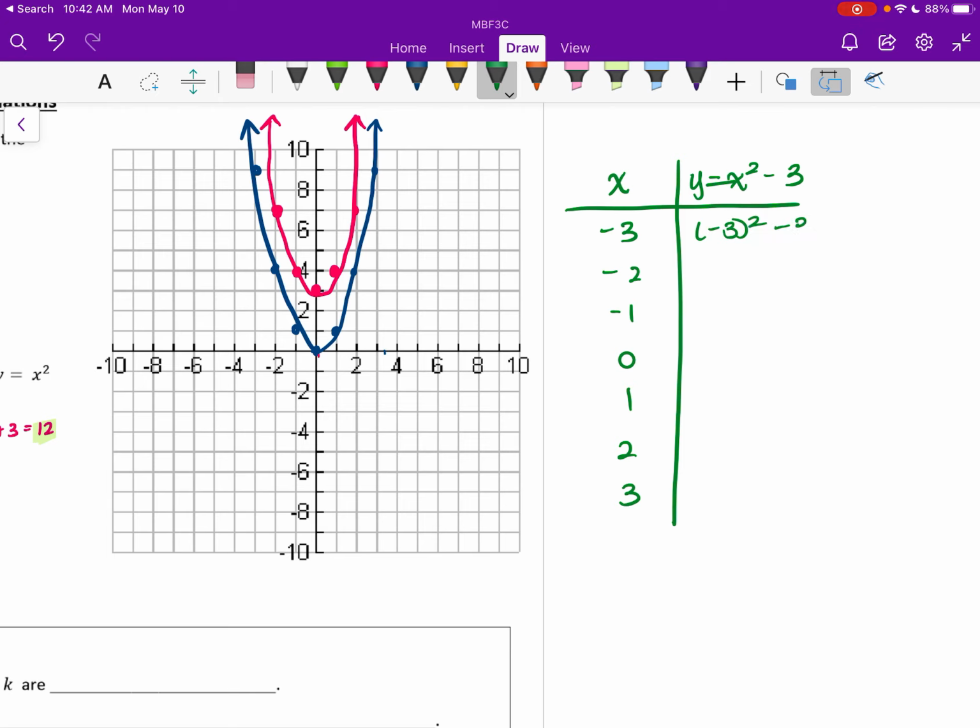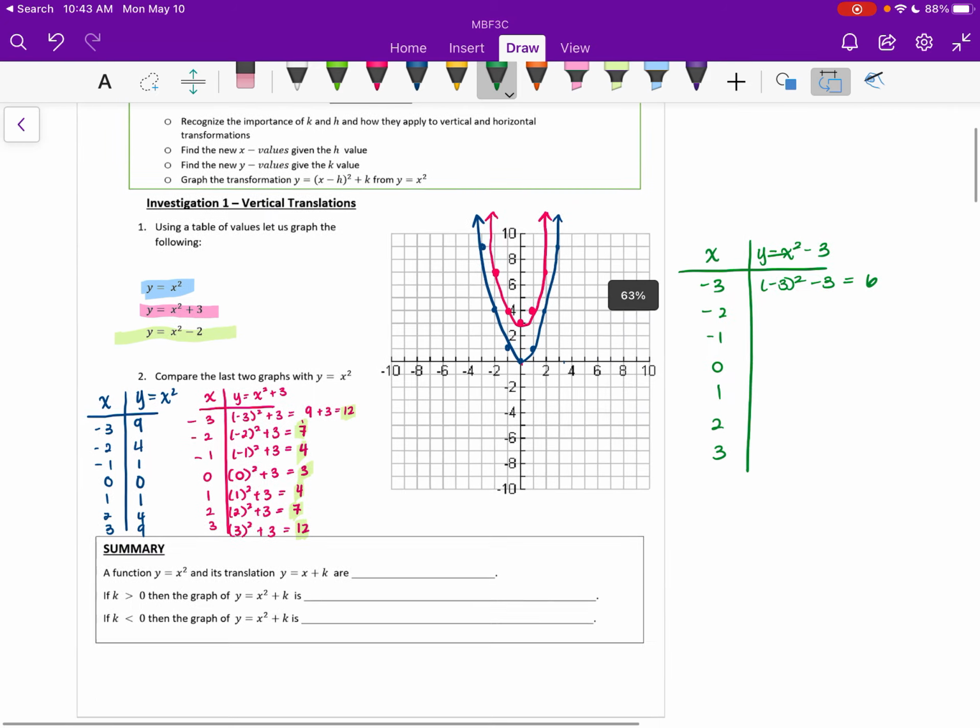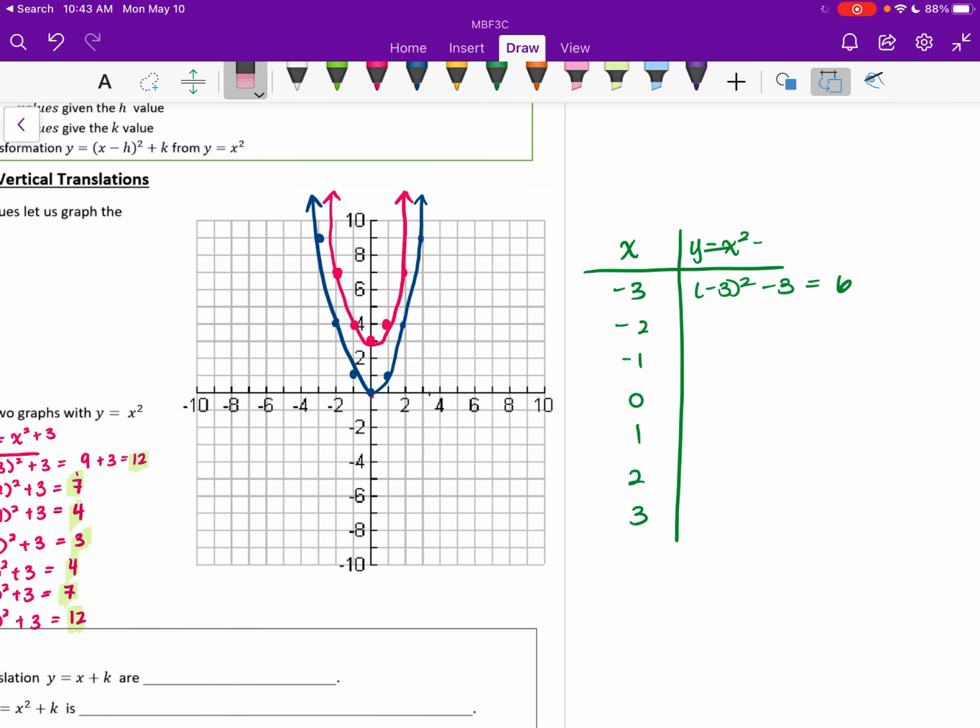-3 squared minus 3 is going to be 9 squared minus 3 is going to give me 6, right? Oh, sorry, that should be 2. So I'm just going to change this. Apologies. So this is minus 2. So 3 squared is 9, minus 2 is going to give me 7. So this is going to be 7, right?